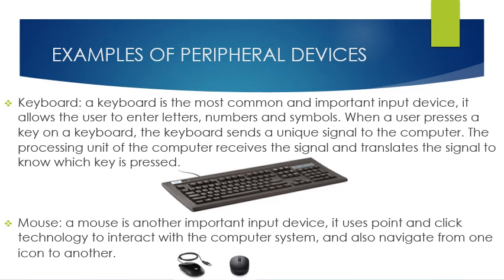The processing unit of the computer receives the signal and translates it. There is a design of signal, which is a sensor, so that whenever you type, it sends the signal to the processor so that it can execute the numbers you input into the system. So the keyboard allows us to input data into the computer system.